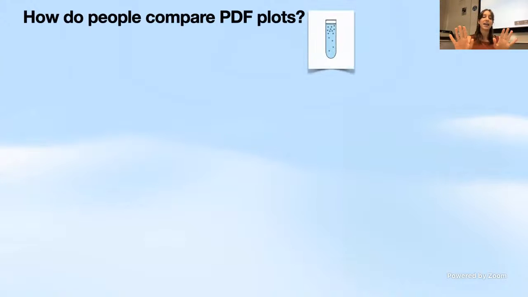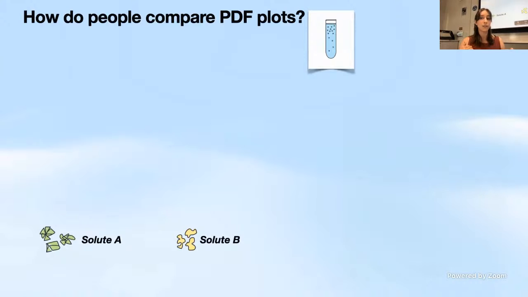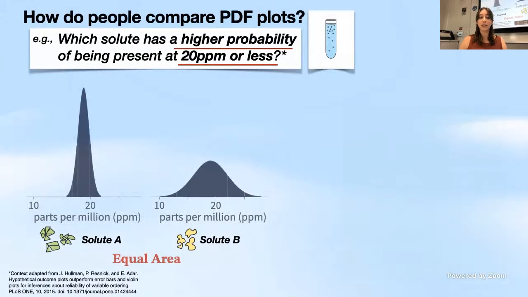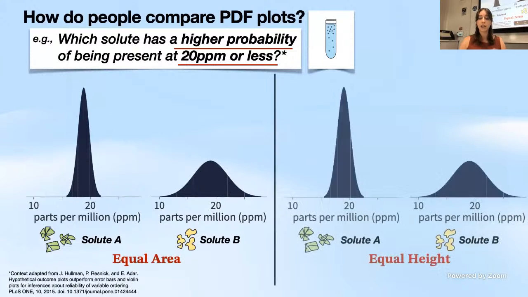So let's step back and decide that we are now marine biologists and we're sampling seawater, and we're interested in the concentration of two different solutes in the seawater, A and B. And in particular, we want to know which solute has a higher probability of being present at 20 parts per million or less. Luckily, we have some PDF functions that describe the probabilities of these solutes appearing, and we can have these PDF functions both appearing as equal area functions, and we can also duplicate them, scale one down, and now we have a statistically identical pair of PDF plots that now are equal height.